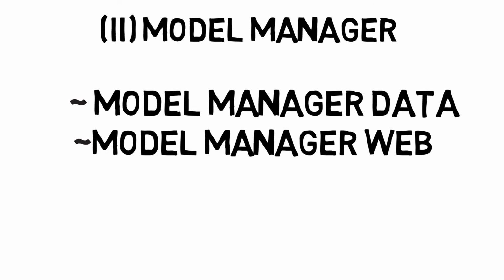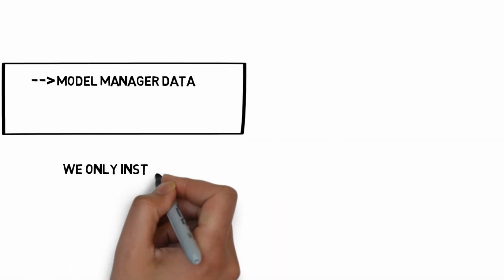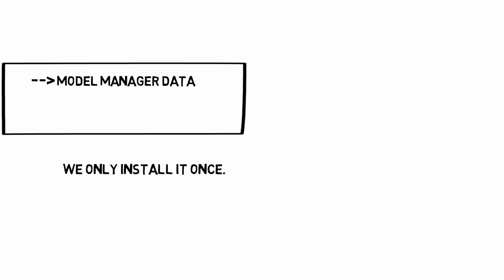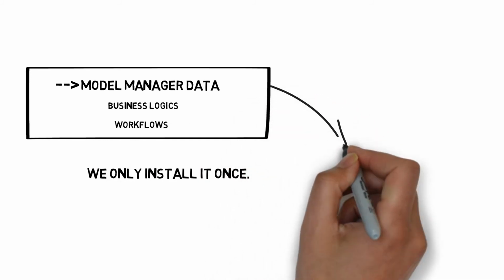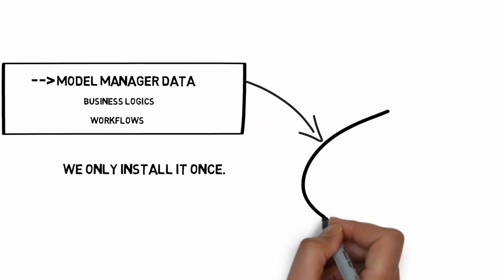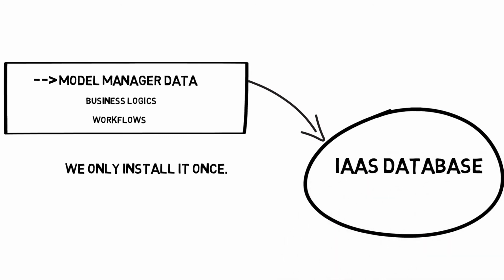While installing vRealize Automation, we only install model manager data once. What is the reason behind that? Since it contains all business logic and workflows, as soon as we install it, it pushes all this business logic and workflows inside the IES database. We do not need to install it again and again, because then we would just be pushing redundant data and creating the same tables over and over again inside the IES database. We don't want that, do we?